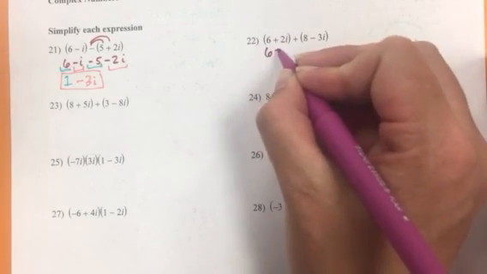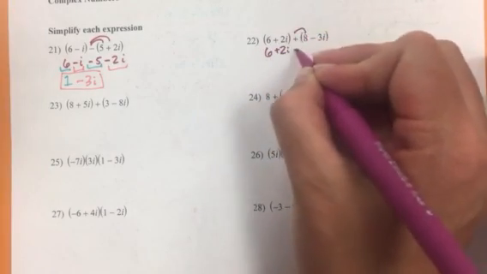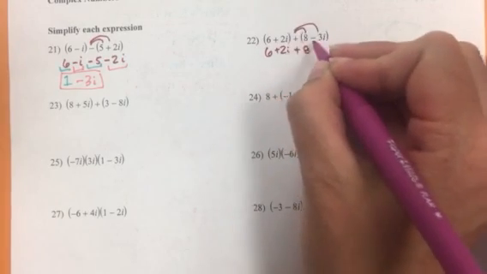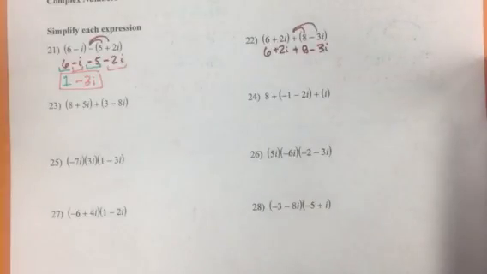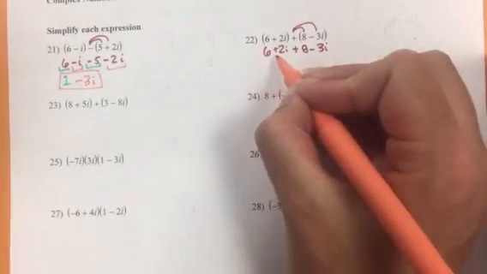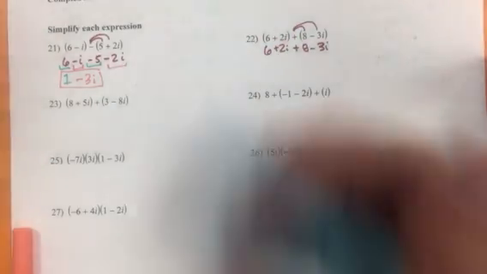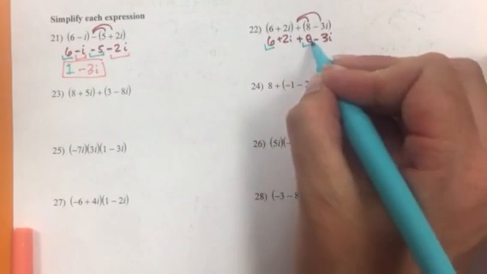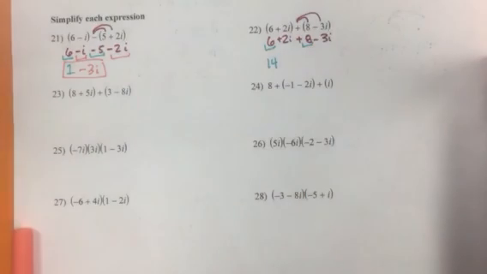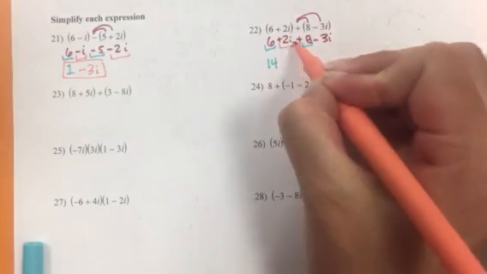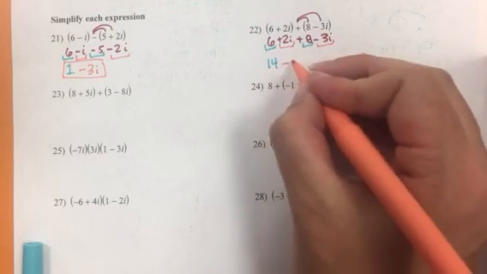6 plus 2i plus 8 minus 3i. Combine the, let's see, the 6 and the 8, 14, and then 2i minus 3i is a minus i.